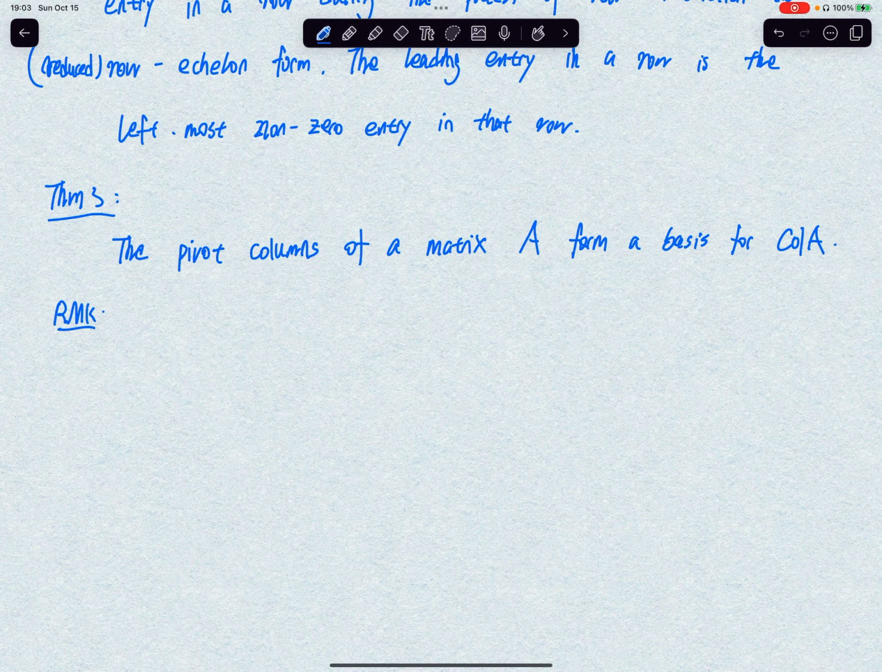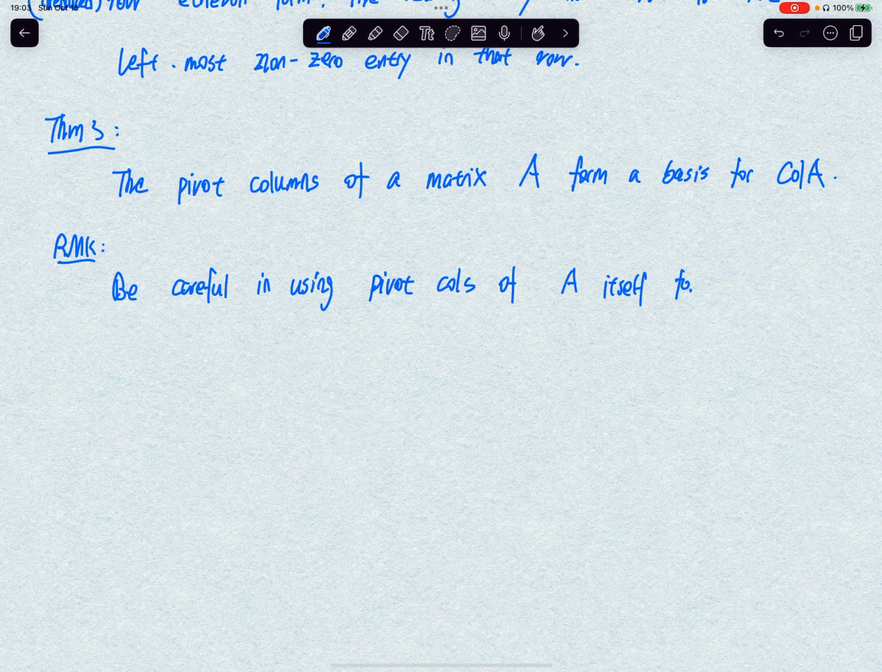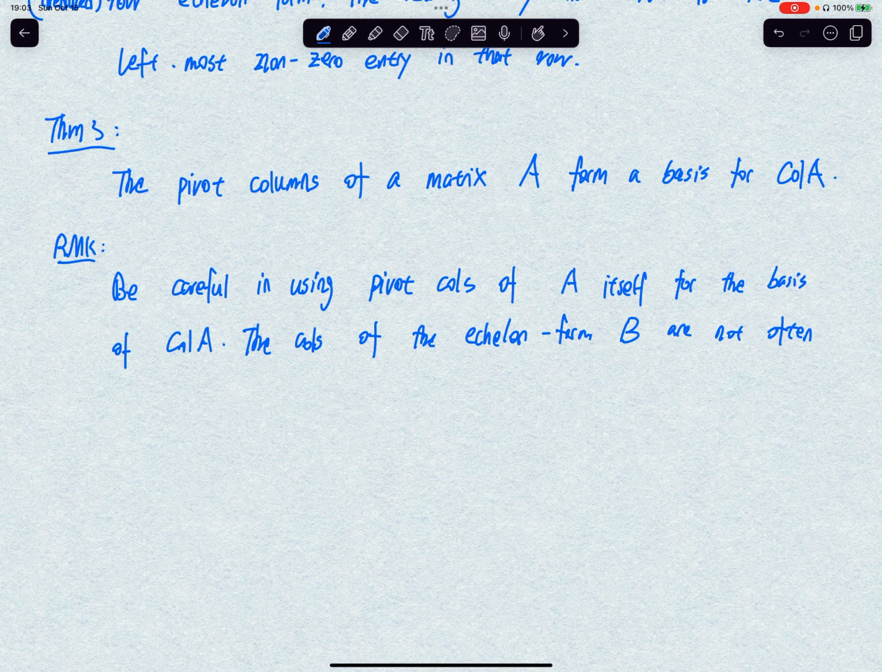I want to offer a remark that we shall be careful in using the pivot columns of A itself for the basis of the column space of A. This is because the columns of the echelon form, namely B, are often not in the column space of A.